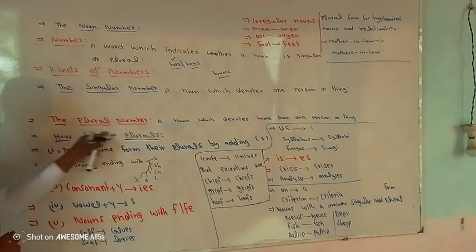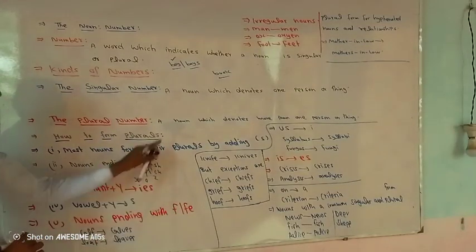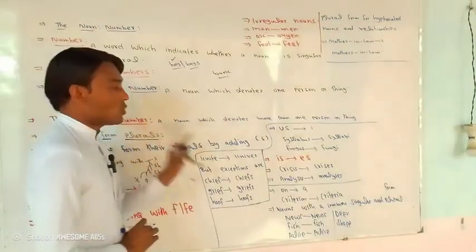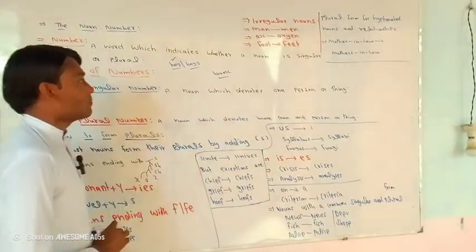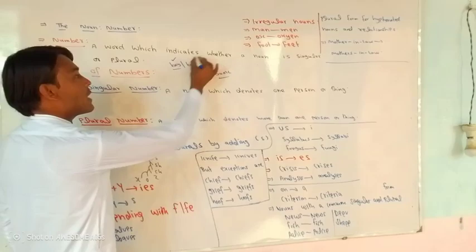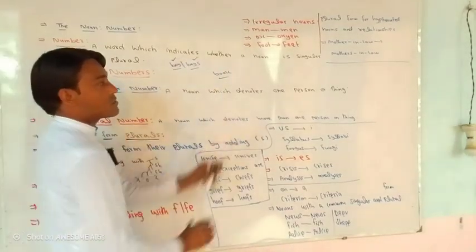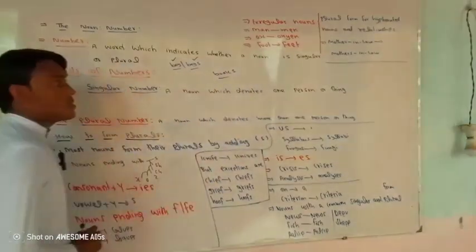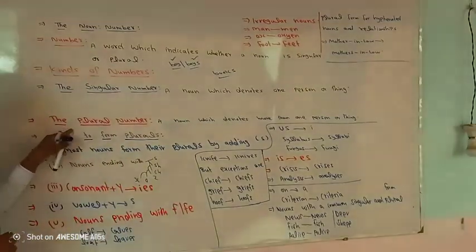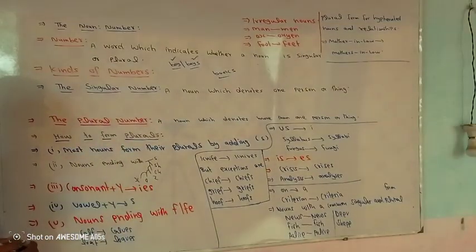Now next we have the plural number. What does plural number mean? A noun which denotes more than one person or thing. Here we have example, boys. And if we talk about things, we can add s, books. So these two are also called what? The plural number. Now let's talk about how to form plurals.